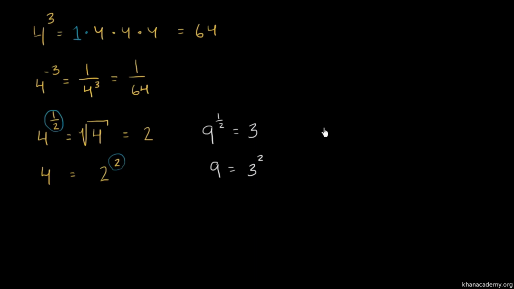Let's do one more like this. What is 25 to the 1/2 going to be? Well, this is just going to be 5. 5 times 5 is 25, or you could say that 25 is equal to 5 squared.